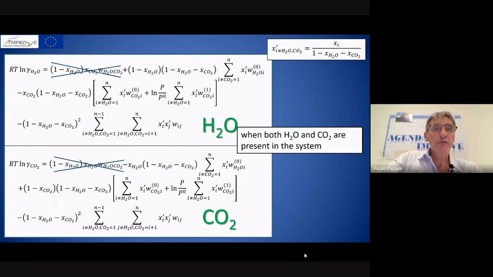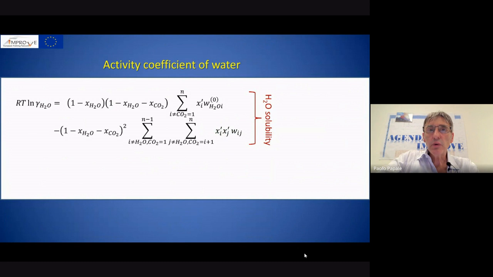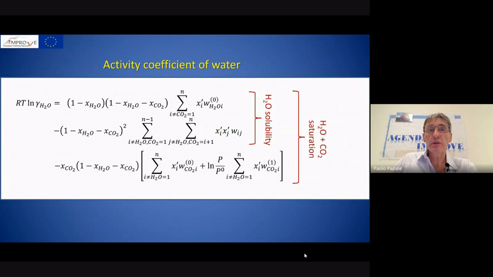Let's have a further look at this. The binary interaction coefficients involving water are not a function of pressure. Accordingly, the activity coefficient of water when dealing with water solubility, that is the case where water is the only volatile component in the system, is not a function of pressure. Conversely, when dealing with water plus carbon dioxide saturation, the activity coefficient of water becomes a function of pressure.